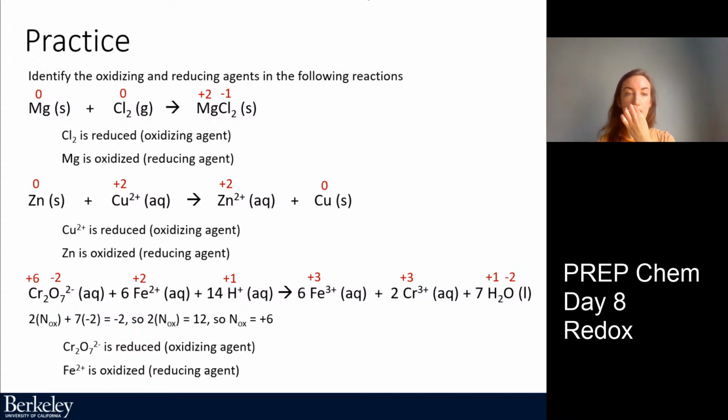So magnesium is the reducing agent because it reduces chlorine. Similarly, chlorine is reduced by taking those electrons from magnesium, thereby oxidizing magnesium. So chlorine is the oxidizing agent. And then the same logic applies to the later questions as well.